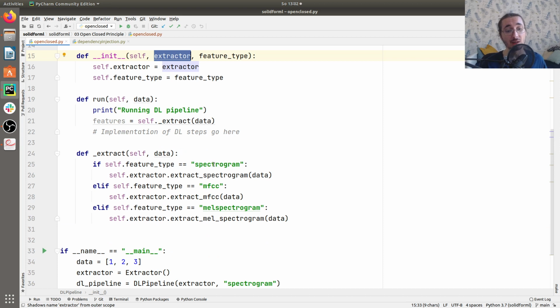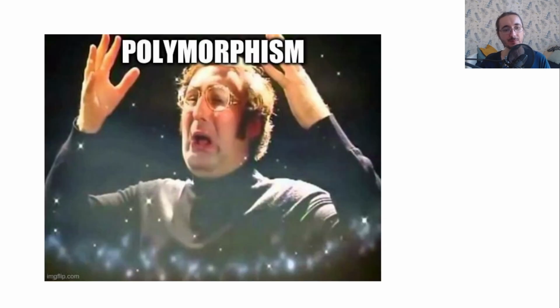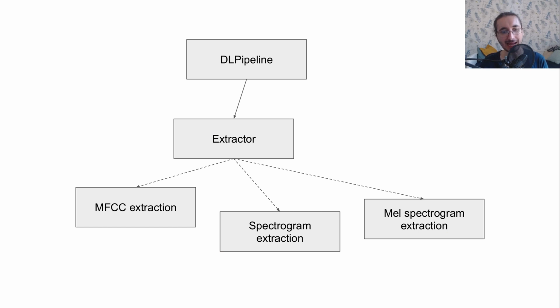And it's yes because here in the extract private method, DL pipeline knows about the different methods for extracting different audio features, and it offloads the audio feature extraction to the right type of method depending on the feature type. And of course, this is knowing too much about what extractor does, which makes the class violate the open-closed principle. How can we solve this issue? The answer is polymorphism. Let's take a look at the design as is right now.